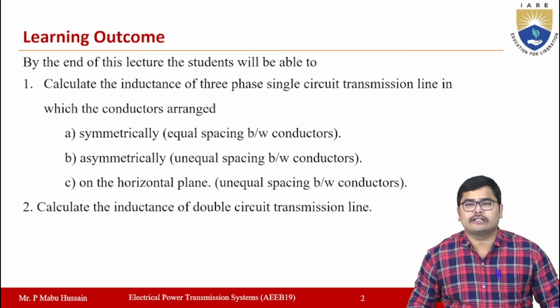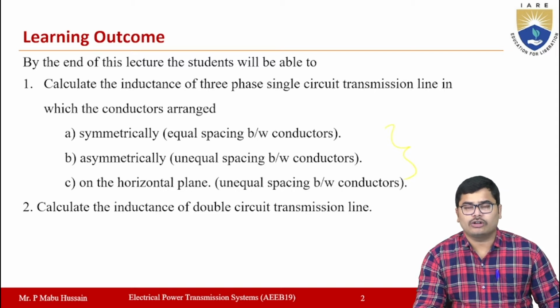Symmetrically in the sense that the three conductors will be at equal distances, equal spacing between the conductors. Asymmetrically in the sense that the distance between the two conductors is not the same, which is called unequal spacing between the conductors. Even if the conductors are placed on a horizontal plane, the distance between any two conductors will be unequal. In all three cases, we will find the inductance of a transmission line system, and also calculate the inductance of a double circuit line in case of unsymmetrically spaced line as well as on a horizontal plane.